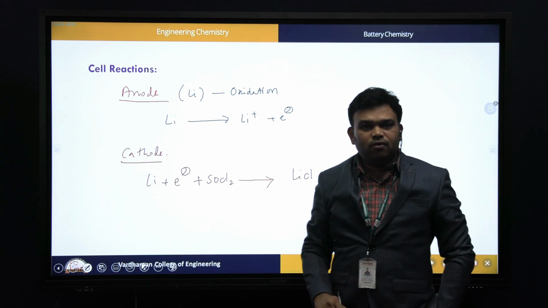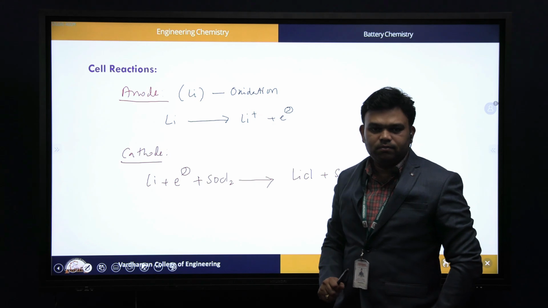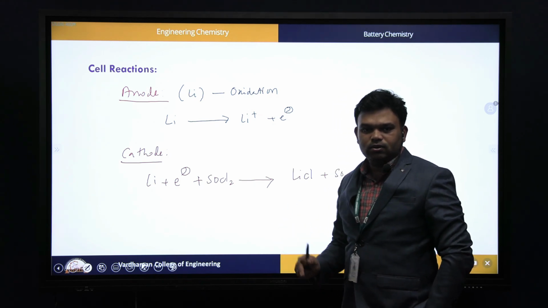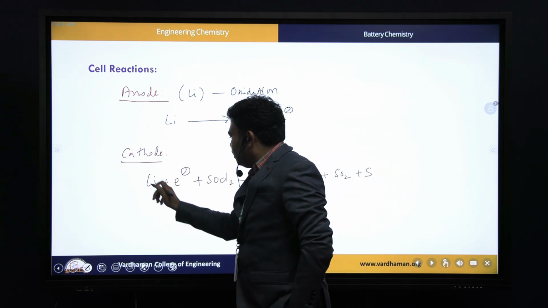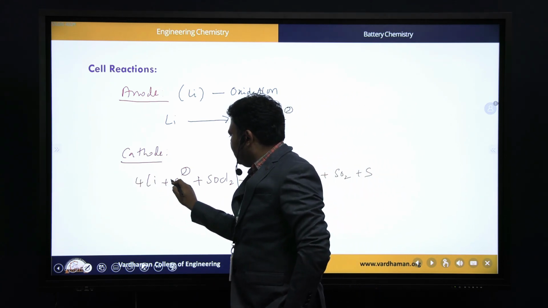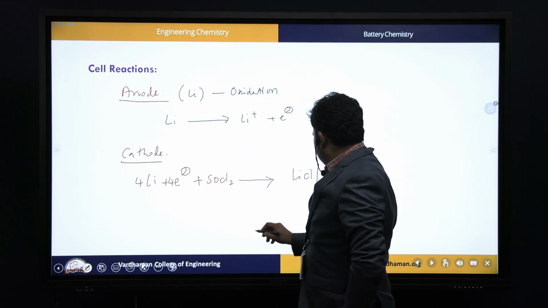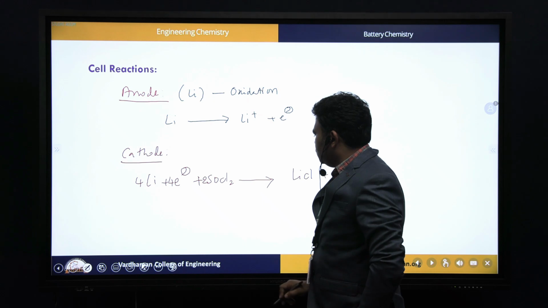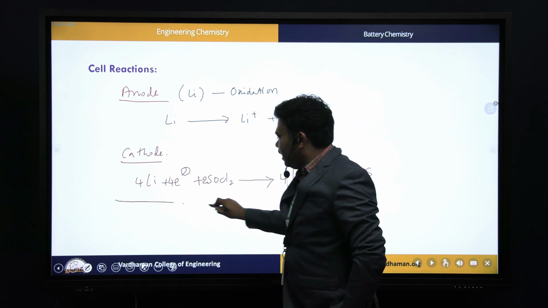This is the reaction which takes place at the cathode during the working of this lithium cell with liquid cathode, that is, lithium thionyl chloride. And we have to balance the equation. While balancing, 4 Li+ combines with 4 electrons, and taking 2 SOCl2, it gives rise to 4 LiCl plus SO2 plus S.